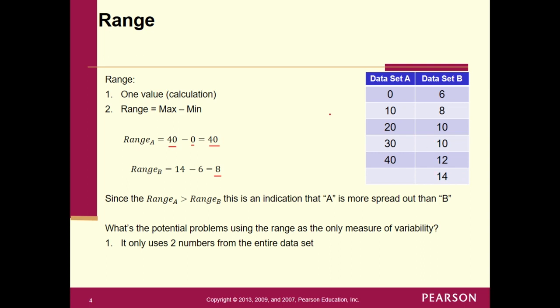We probably want a measurement that uses all the values of the data set. And then 2, it's greatly influenced by outliers. Why? Because the outliers are going to be located where? Either the minimum and or the maximum. And so outliers greatly affect the range. And so we have to have something that's going to look at all the values of your data set, and it's not so influenced by outliers.